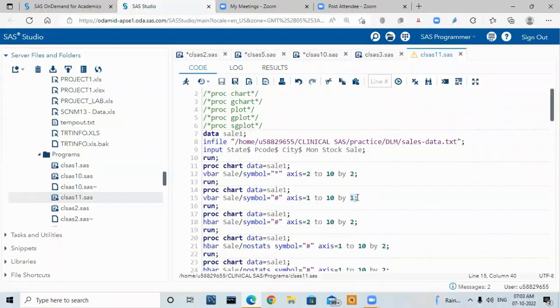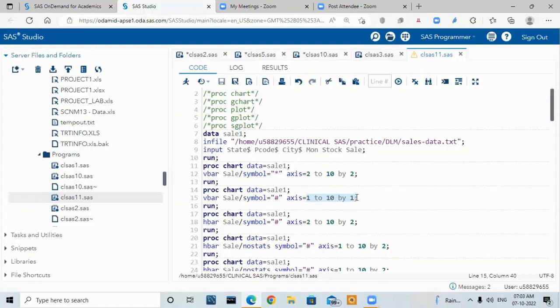So let us see what the result is here. The same program is there. Everything is the same. Only this part we are modifying here. So what modification are we doing here? The asterisk is replaced by hash, and the axis 2 to 10 by 2, instead of that, we are mentioning 1 to 10 by 1. So how will the y-axis be?